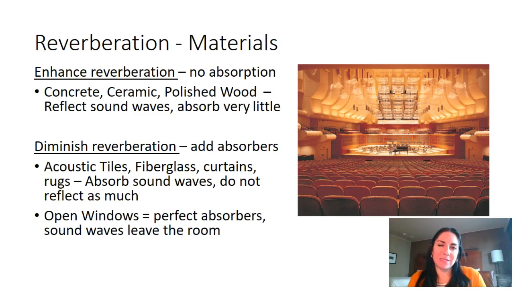Anything fabric-y usually is the case: fiberglass, curtains, rugs, tile, things that don't reflect, things that can absorb the sound. Excuse me, I put windows in here as perfect absorbers. It just means that if you open up the window, the sound leaves the room. So that's one easy way to get rid of sound if you don't want reverberation. But, of course, we're looking at ways to keep the sound in, but absorb it instead of getting rid of it.